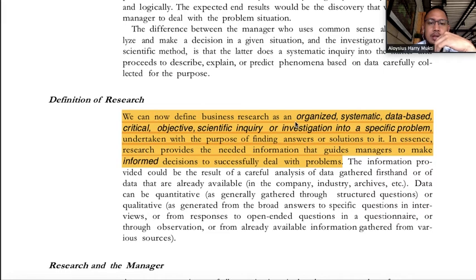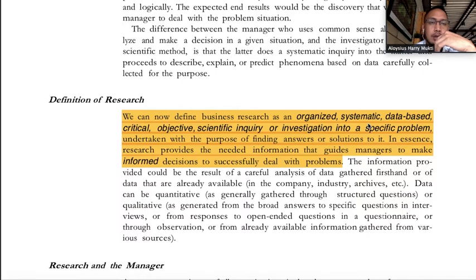Okay, so we can now define business research and organize, because that will be a structure. Chapter 1 will be introduction, chapter 2 will be literature review, literature theory, previous research, chapter 3 will be methodology, chapter 4 will be discussion and analysis, chapter 5 will be conclusion, suggestion, and further research. That will be organized and systematic.